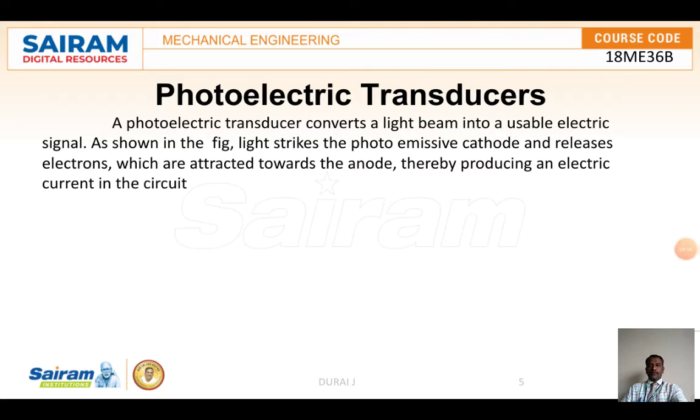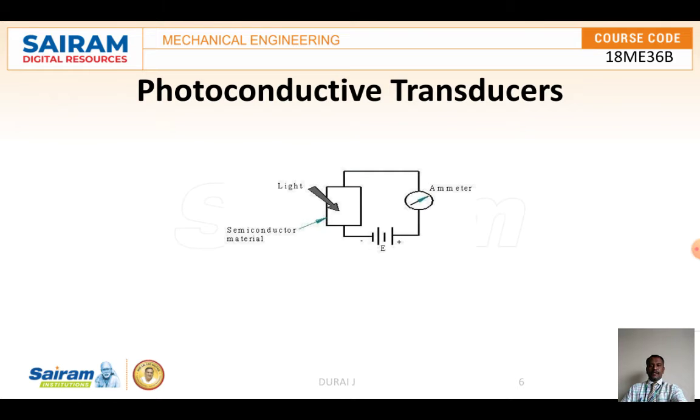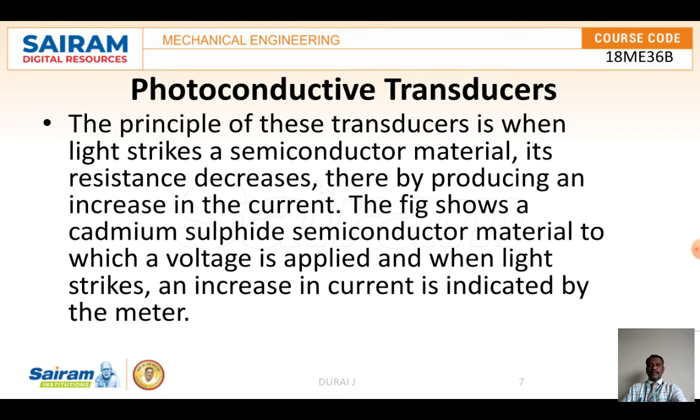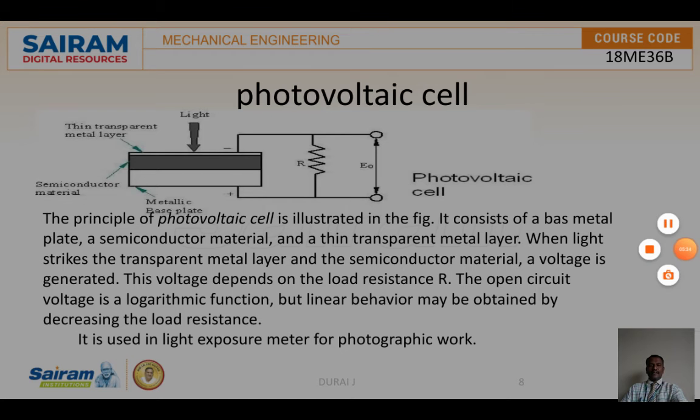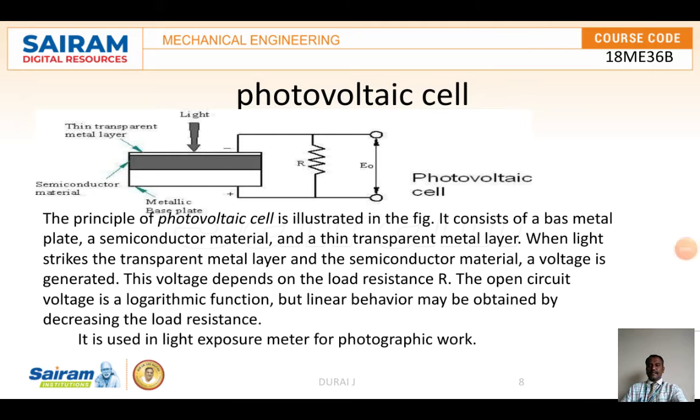When coming to the photoelectric transducer, when a light beam strikes, it will be converted into electric signals. And coming to the photoconductive transducer, when a light beam strikes, resistance decreases, thereby producing an increase in the current. When coming to the photovoltaic cell, when a light beam strikes the semiconductor material, voltage is generated over here. So this is about the photovoltaic cell.